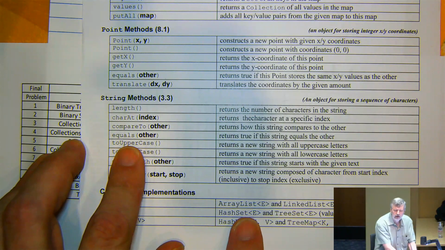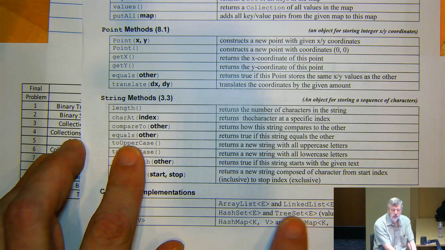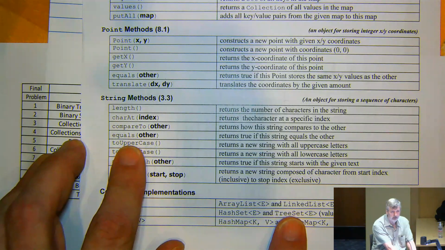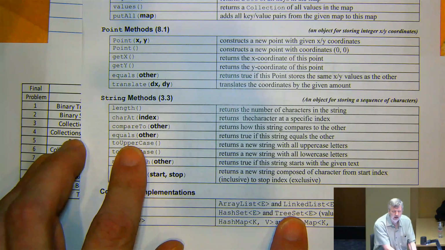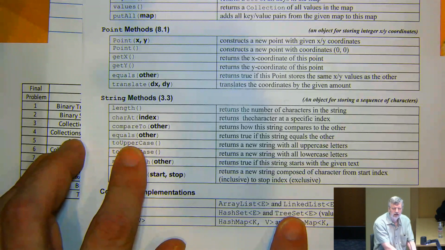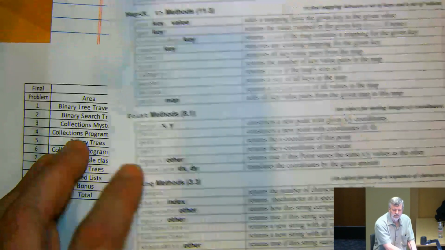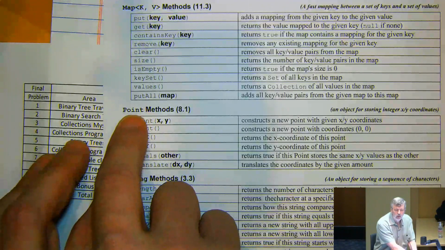Well, if you're going to be using a set, for example, then you can only use a tree set if it's values that implement the comparable interface. Strings implement comparable, Integer implements comparable. So an awful lot of things that we've seen implement comparable, but there's one thing on this cheat sheet that doesn't implement comparable, and that's the Point class.